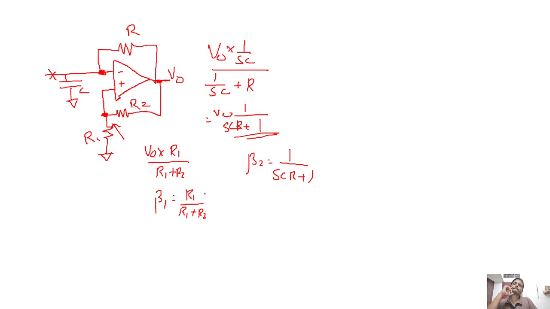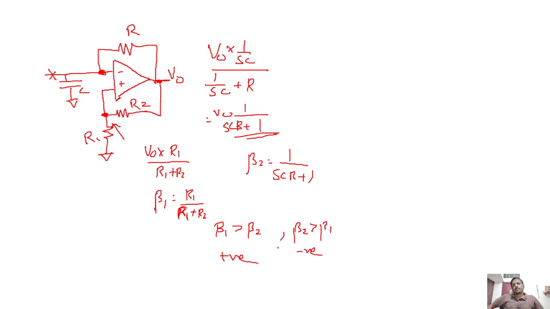How do we determine the type of feedback here? Whichever feedback has the higher value dominates. If beta 1 is greater than beta 2, then it is positive feedback, and if beta 2 is greater than beta 1, it is negative feedback. Until and unless we know the beta 1 and beta 2 values, we can't determine which type of feedback it is, right? Right.